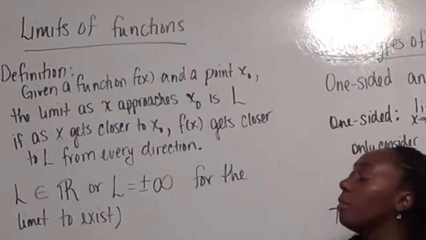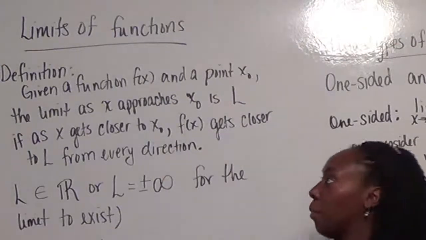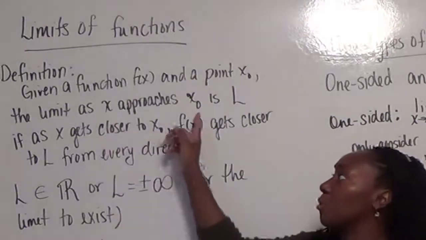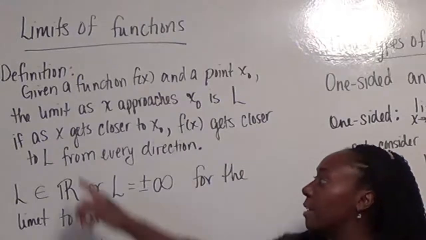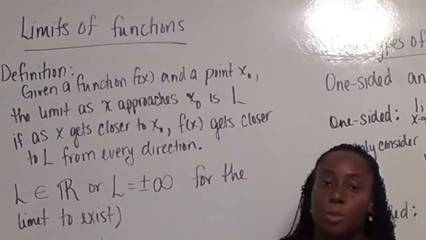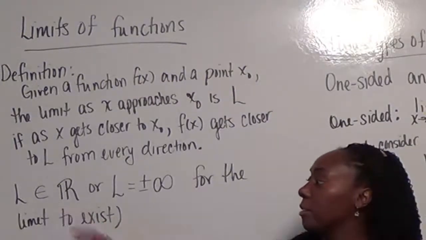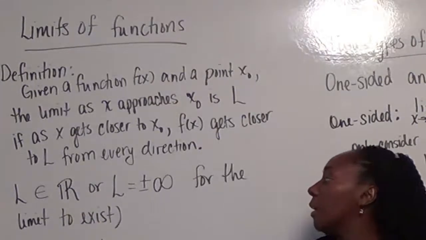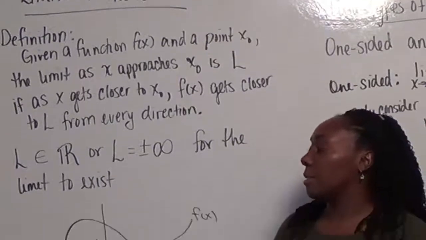The definition of a limit is, given a function f of x and a point x naught, the limit as x approaches x naught is L if, as x gets closer to x naught, f of x gets closer to L from every direction. L here is any real number, or plus or minus infinity. If it is one of those two things, then we say the limit exists.